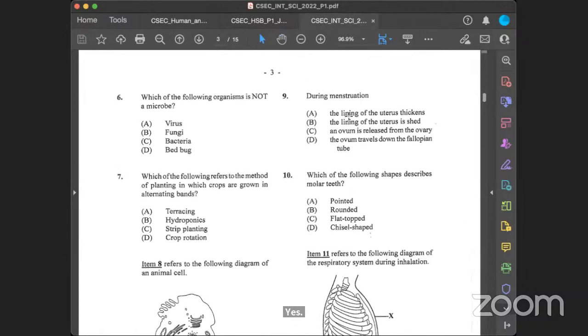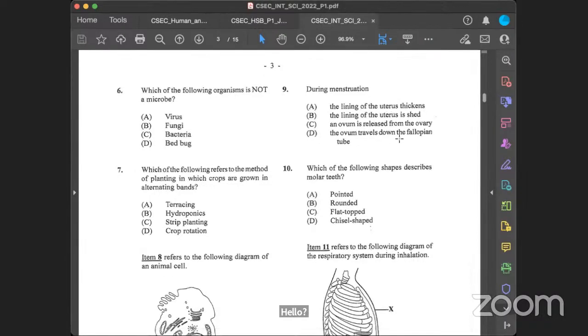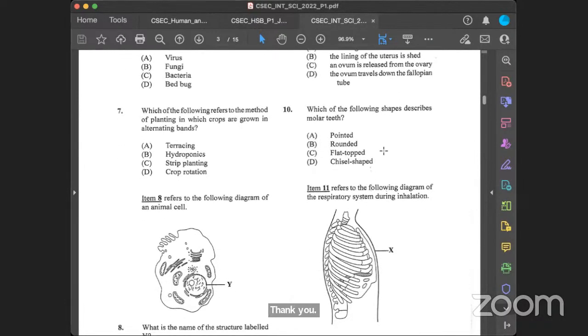What's 9? During menstruation, what happens? The lining of the uterus is shed. Are you gonna tell me A for a question like that? The lining of the uterus is thickened in menstruation. What happens when the girl goes through her menses? The uterus wall is shed. The wall breaks down. B.